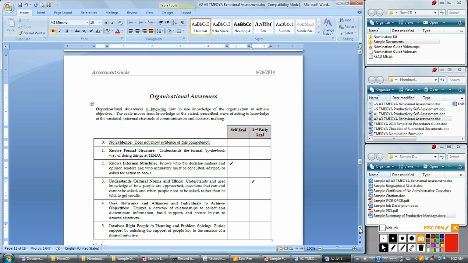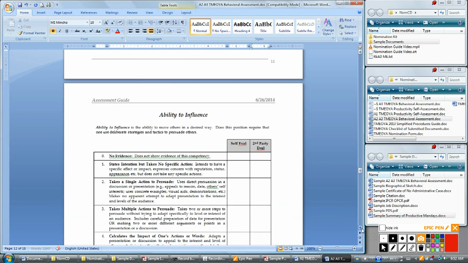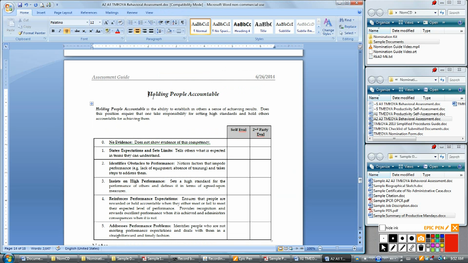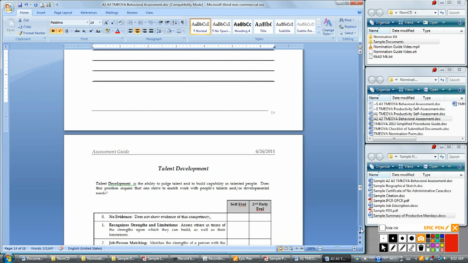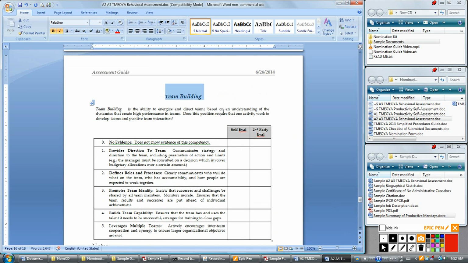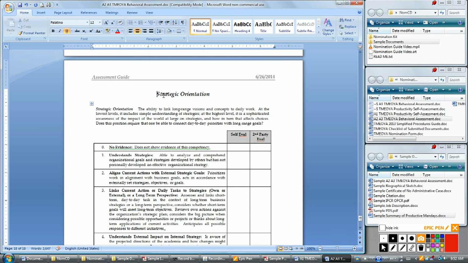Page 12 is the start of the leadership competencies, or Form A3, which should be answered by Category 3 and 4 nominees. Again, these should also be signed by the nominee and countersigned by his or her immediate superior. It should also include supporting documents. Strategic orientation, which is on the last page of Form A3, should be answered by Category 4 nominees only.